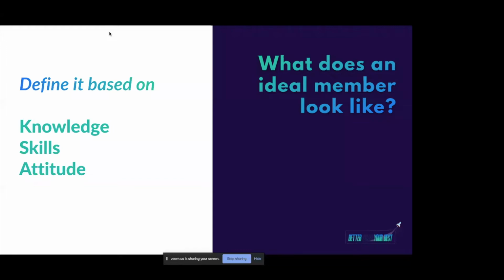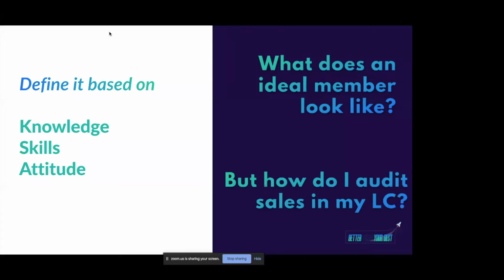Cool. Are you guys done? Did you define your best member based on knowledge, skills, and attitude? Yes? Awesome. Great. Now that you are done with this, you might have this one question: how do I audit sales in my LC? Now that I know what kind of member I want, how do I exactly audit my sales? How do I go forward with the procedure? So let's jump into that.